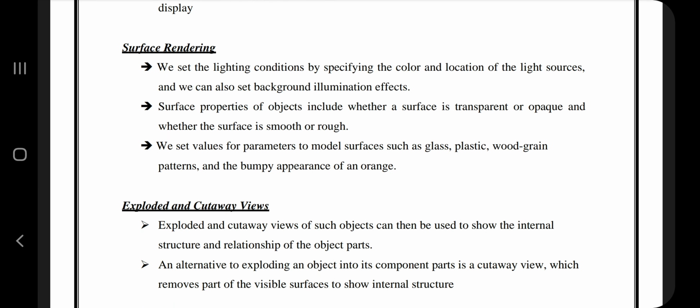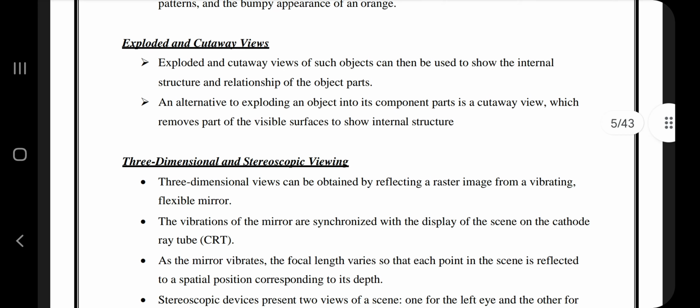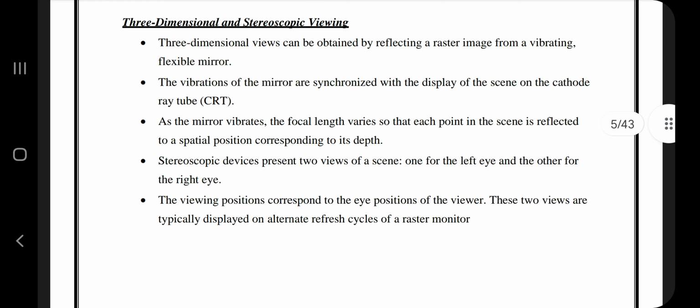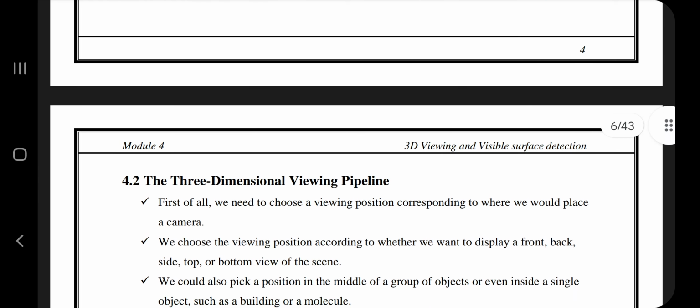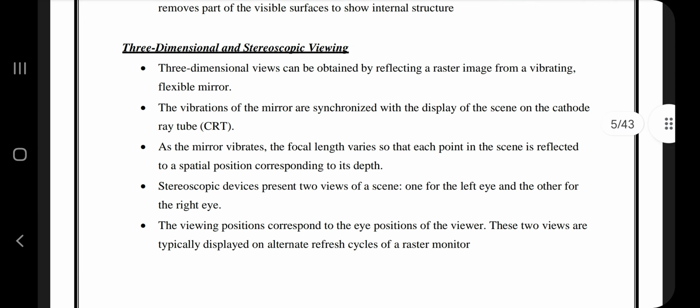Surface rendering is the method to apply the illumination effects and the lighting effects from different perspectives, so that the object is visible. And to show if the object is smooth or rough, we will be applying some other formulas. Surface rendering means showing the surface how it actually is. What all techniques we need for that is discussed here. Exploded and cutaway views, also we can use 3-dimensional stereoscopic viewing. So these are the subtopics which you can use to fill the content.